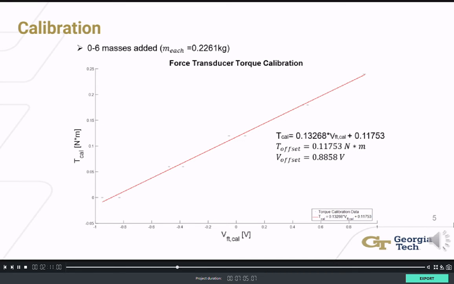We got a gain of 0.13268, a torque offset of 0.11753, and a voltage offset of 0.8858. Voltage offset was determined by the fact that the regression line must pass through the point 0, 0.